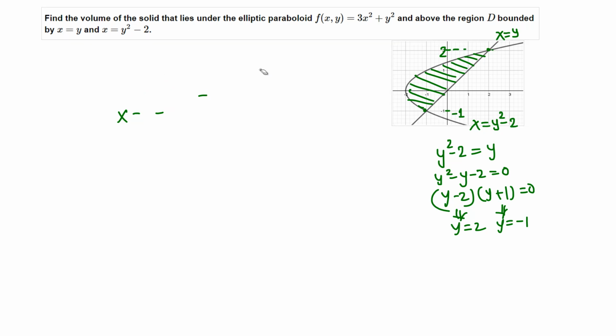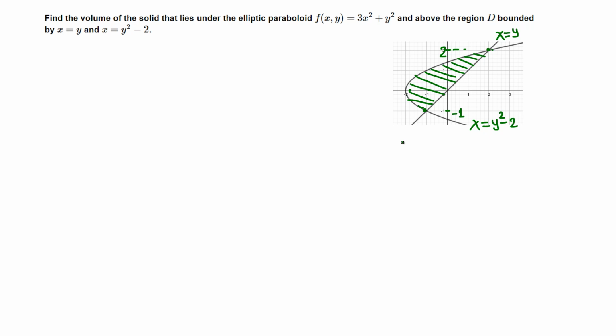Okay, now we would like to identify whether this region is type 1 or type 2. If we draw vertical lines here, then we don't go from the same curve to the same curve, so it cannot be type 1. Okay, let's try type 2. So we can draw this line, arrow, then we get the first curve here, the left curve, this is x equals y squared minus 2, and the right curve x equals y. In fact, this is already given as x equals a function of y, so that's type 2. So we can say this is type 2.